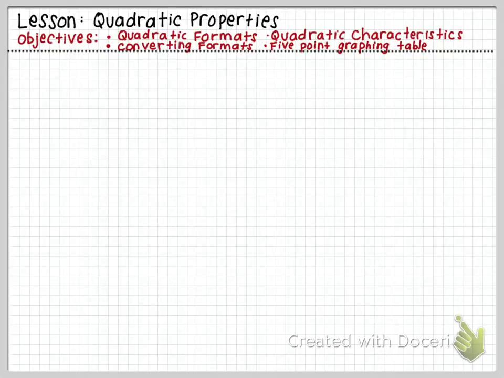Today's lesson is on quadratic properties. So we have 4 objectives today: quadratic formats, quadratic characteristics, converting formats, and 5-point graphing table.